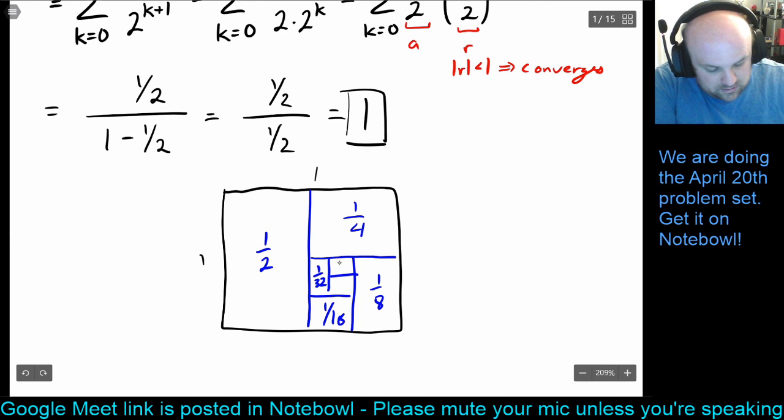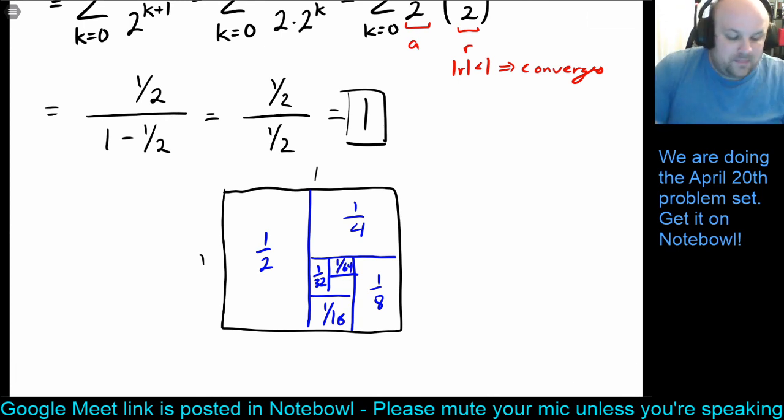1/32, 1/64, and so on. Right? And you can see what eventually has to happen here is we fill in the entire square. Right? Eventually that spirals down and fills in. Right? So that's kind of a neat geometric argument.